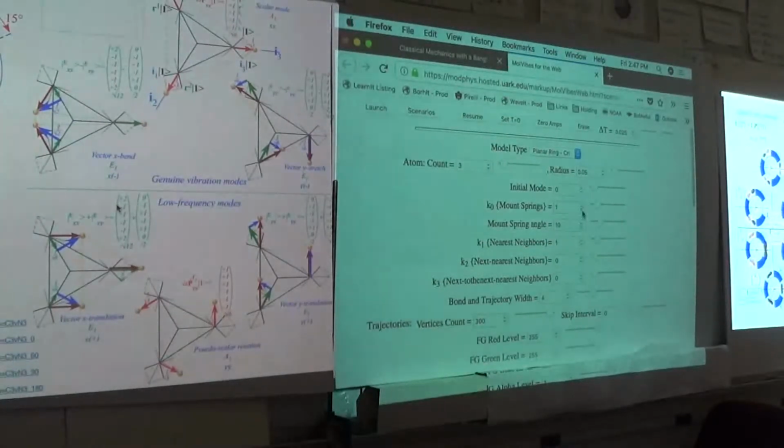Context menu, and expose the constants. Here I'll take the mount springs down to some small value. I'll leave the nearest neighbor connections, which is the only thing that was turned on there, and I'll give it some small amount.